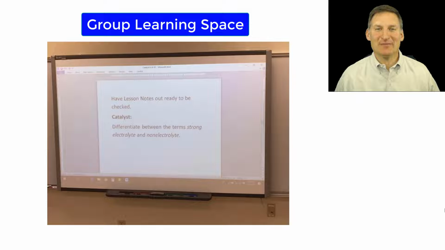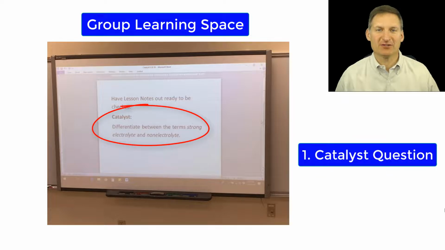Let's now describe what happens during the face-to-face class time, or what one might call the group learning space. Generally, class time will be broken into three segments. First, as students enter the room, a catalyst question will be waiting for them on the screen or the board. This is a brief question related to the previous night's lesson. Their job is to get right to work and answer the question as soon as they get settled in their seat, even if other students are still entering the room and class hasn't formally started.